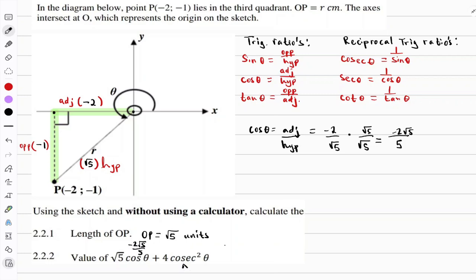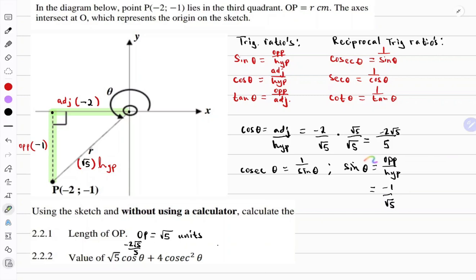Now we have to define cosec of theta. Cosec of theta is equal to 1 over sine of theta. So let's quickly find sine of theta. Sine of theta by definition is opposite over the hypotenuse. So the opposite side is -1 over the hypotenuse, which is square root of 5. Now that we found sine theta, we can easily find cosec theta, because we know cosec of theta is the reciprocal of sine theta.